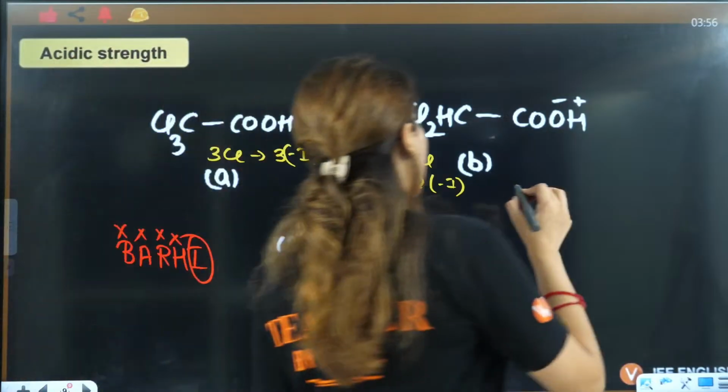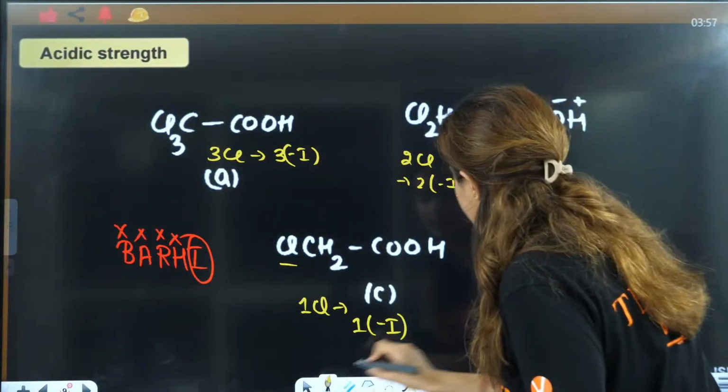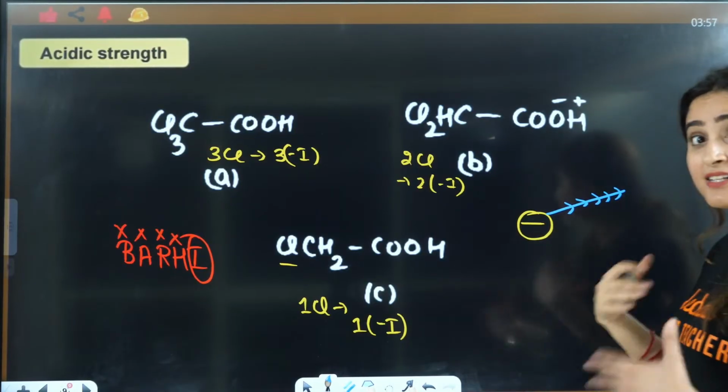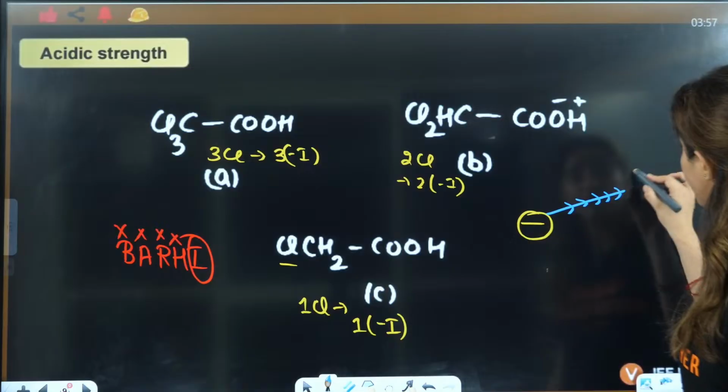Now, I told you that whenever you have a carbanion, and you are taking away the electrons from the carbanion, it's like stress. When you're taking away the stress, it feels happy.